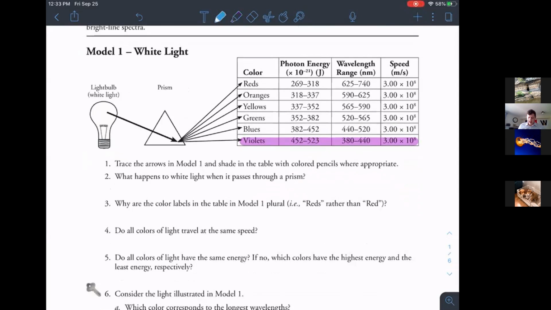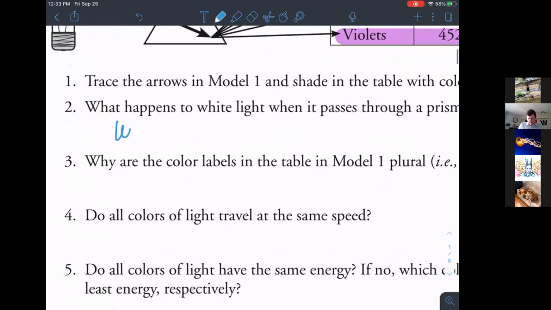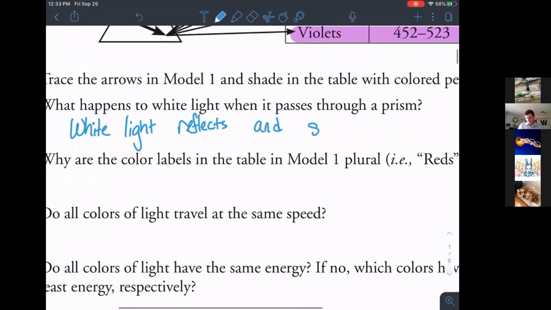Number 2 says, what happens to white light when it passes through the prism? So we're looking at this light bulb that says white light, and it goes through the prism. What do you see happen based off that picture? The light reflects. The light reflects, and it reflects into what? Color. All the colors. Perfect. So the white light reflects and turns into and shows all colors.